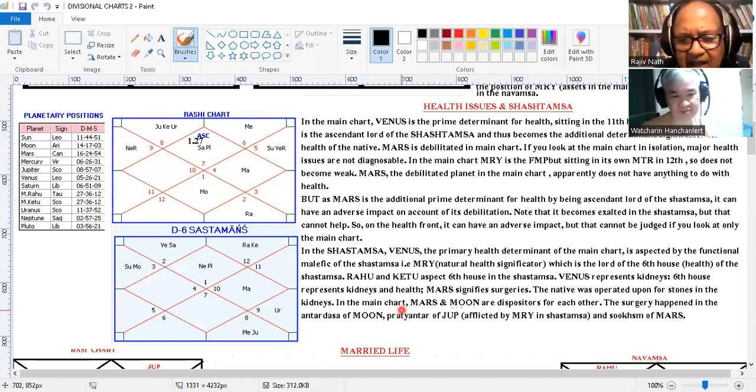In the main chart, which is D1, Mars and Moon are dispositors for each other. This surgery happened in the Antardasha of Moon, Pratyantardasha of Jupiter, which is afflicted by Mercury in the D6, the Shashtamsa, and Sukshma of Mars. I have not given the Dasha chart, but this is when this surgery happened.